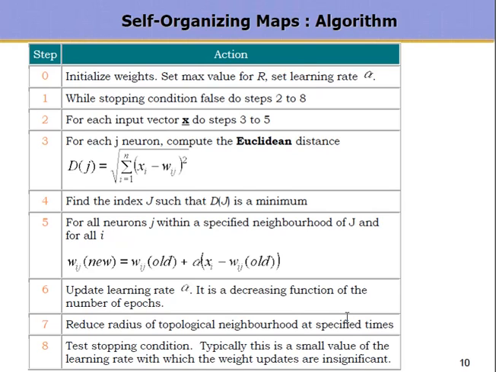Then once we have all these steps in our loop, we will test our stopping condition so that we can see whether we need to stop the algorithm or still need to go further. The stopping condition is typically a small value of the learning rate with which the weight updates are insignificant.